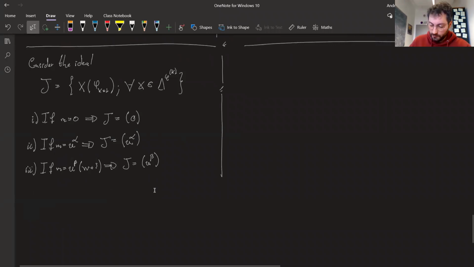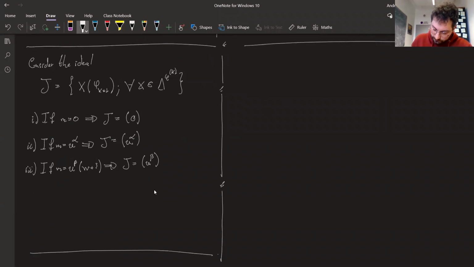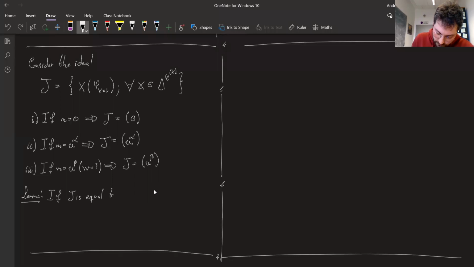And this actually captures a more general statement, which is a lemma: if J is equal to 0 or J is monomial, then phi k plus 1 is pre-monomial.